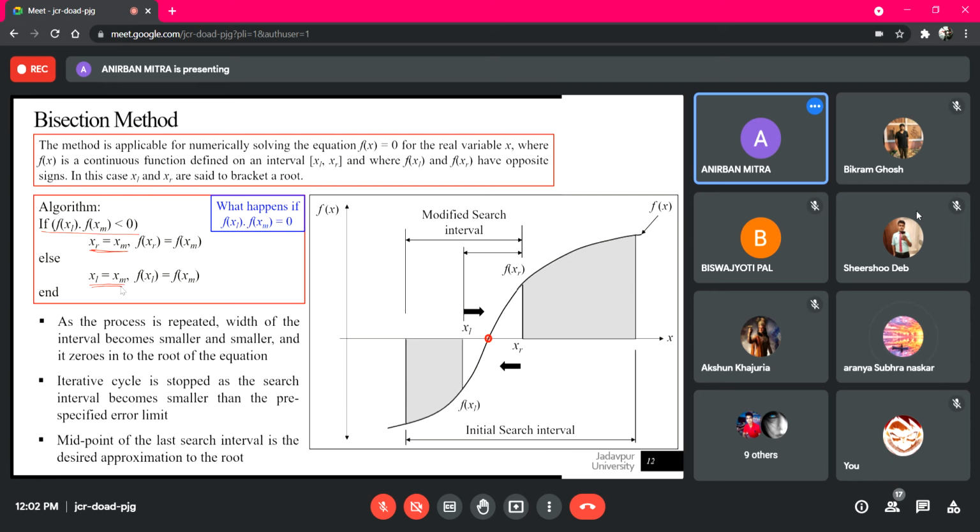Yes, sir. That means you have shifted, say, XL to a new position. Now that XL is probably itself the root or very near to the root. Then this might happen. So if you write a program, you have to take care of such situations as well. So keep that in mind.